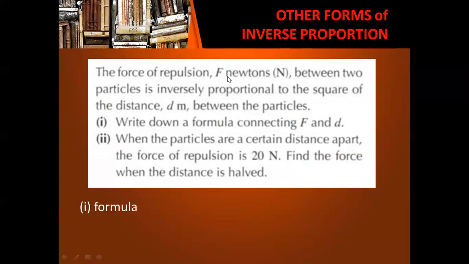The question says F is inversely proportional, so F equals k over d squared. Again, F is inversely proportional to the square of the distance, d squared. This is the equation that relates F and d in this scenario. Next.